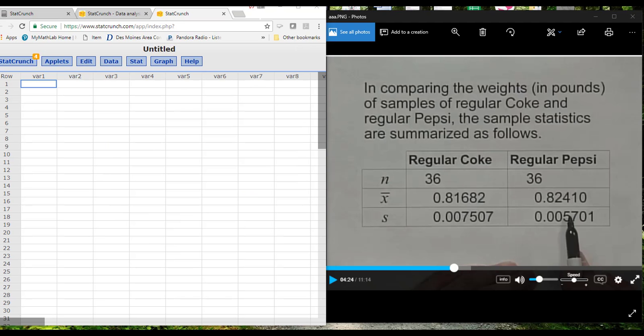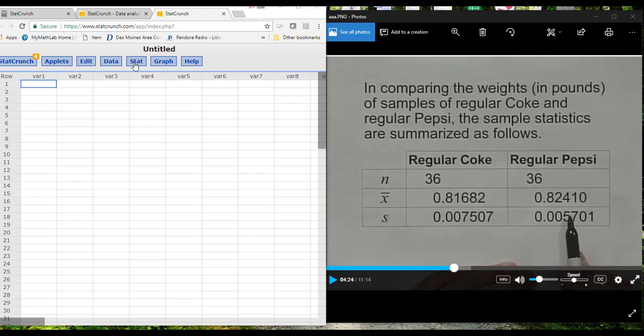Now let's look at the last part of this section, which is how we compare the standard deviation or the variance for two samples. So we'll use the same example that Dr. Triola did in the video. We'll look at the standard deviations in weights, measured in pounds, of regular Coke and regular Pepsi. And we had 36 from each sample.